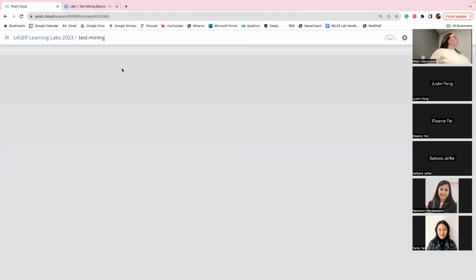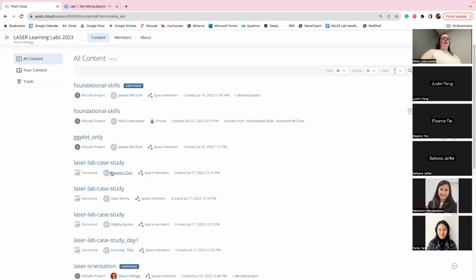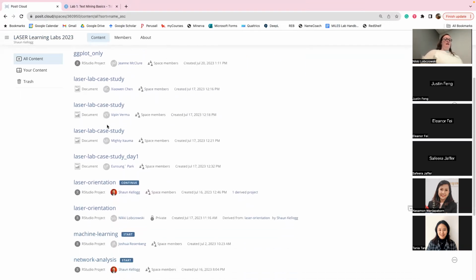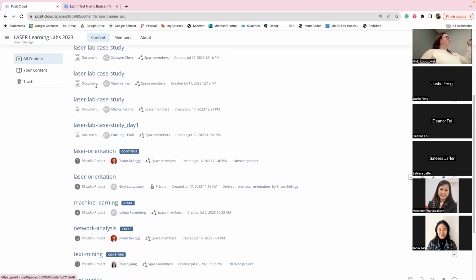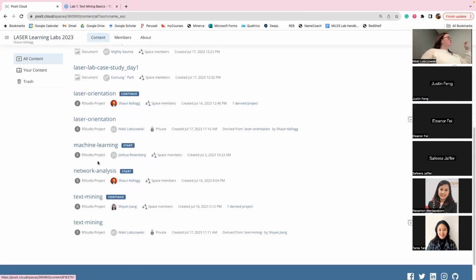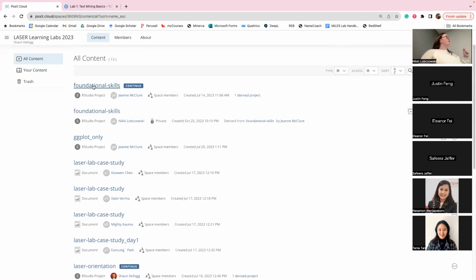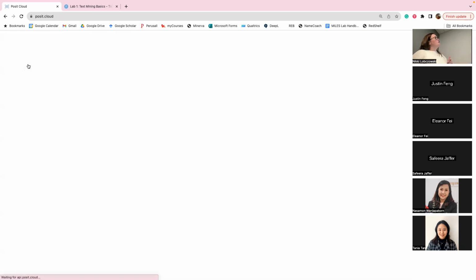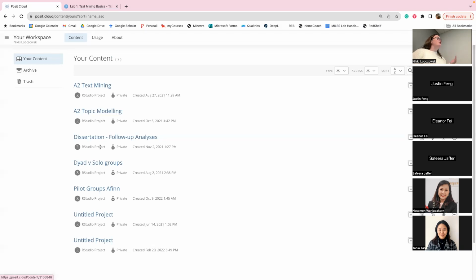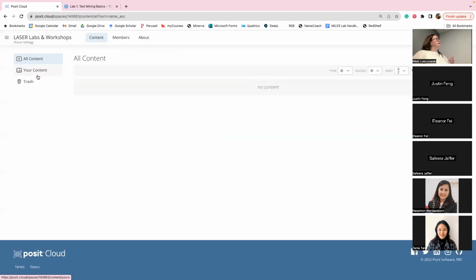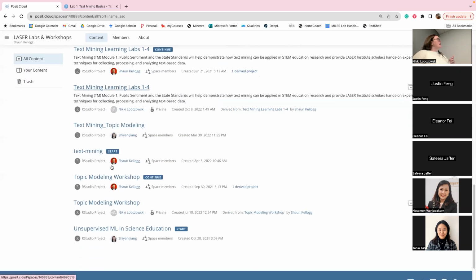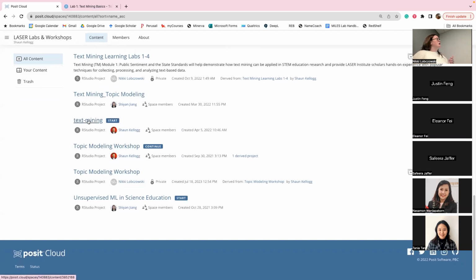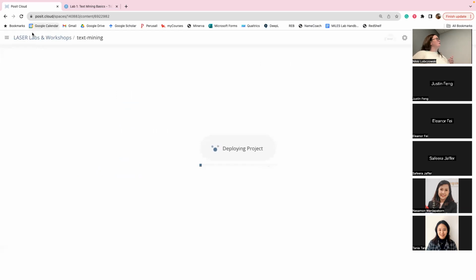This is Posit Cloud, which is where the different learning labs are kept. In this particular lab, there were different case studies. Machine learning was offered, network analysis was offered, text mining was offered, and foundational skills, which gave that background in R. I've also created my own workspace and applied this to my dissertation and follow up. But going back to the Laser Learning Labs, this is in the text mining. Again, I will share this. That actually might be the old one. Give me a second.